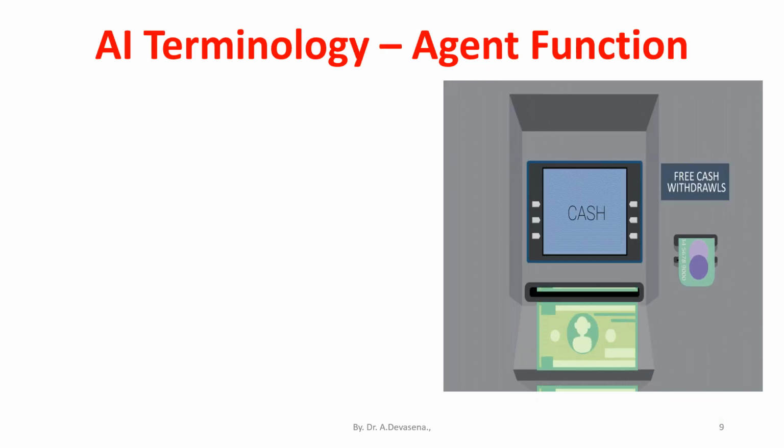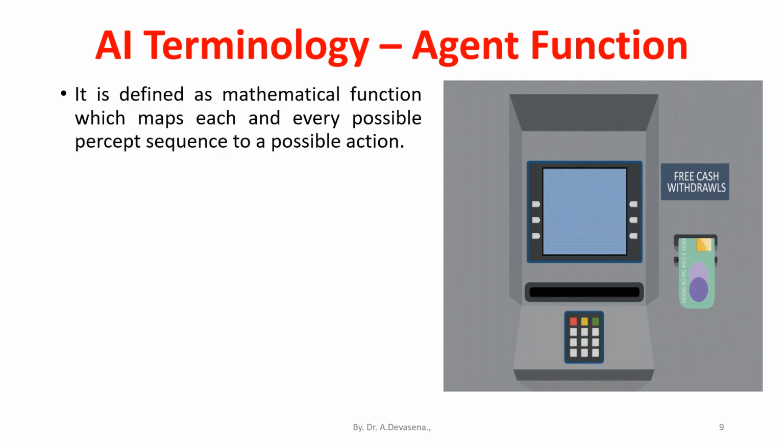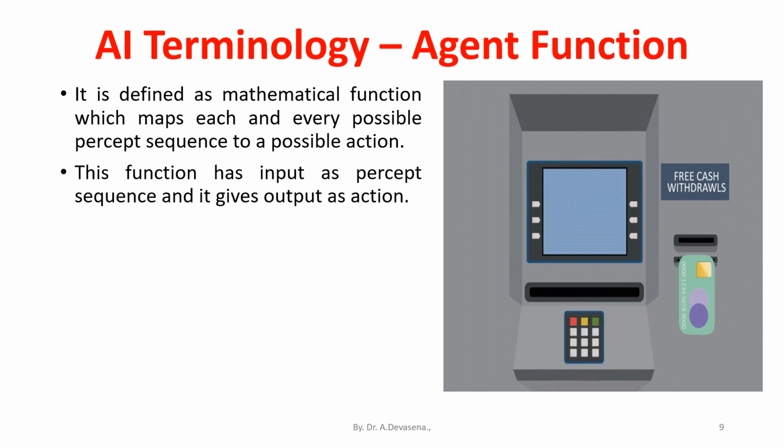Third terminology we are going to discuss is agent function. It is defined as a mathematical function which maps each and every possible percept sequence to a possible action. This function has input as percept sequence and it gives output as action. Agent function can be represented in a tabular form.